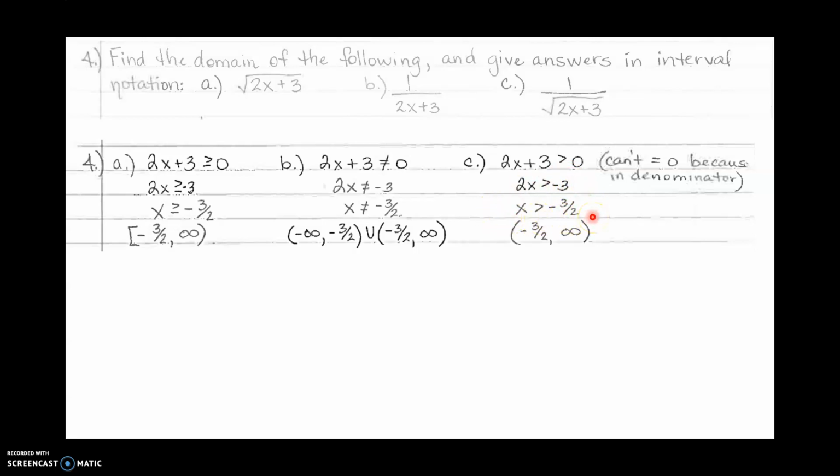And to write that in interval notation, my smallest value is -3/2, and then we're going off to infinity, so my largest value would be infinity.